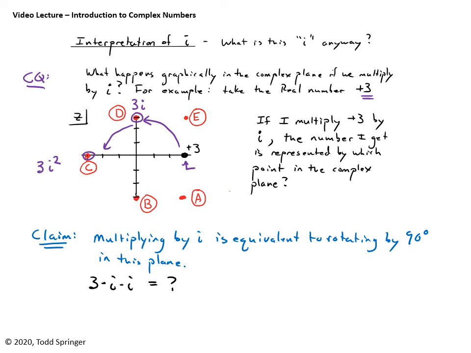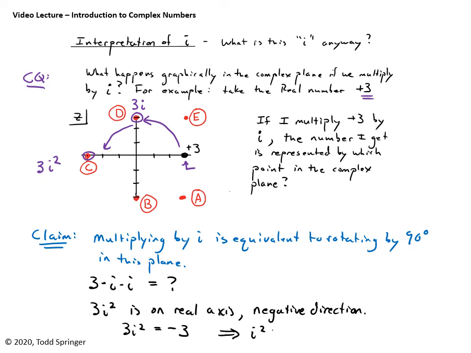So 3 i squared is on the real axis, but in the negative direction. So that means that 3 i squared is minus 3, right? Because the point C is just minus 3 units in the real direction. And that means that i squared is equal to minus 1, and i is equal to the square root of minus 1.